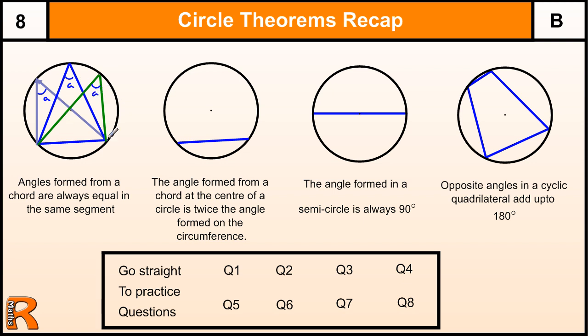So whenever you're given one angle and then you see another one formed from the same chord, those angles are the same. Okay, so that's one of the major rules used a lot of the time.